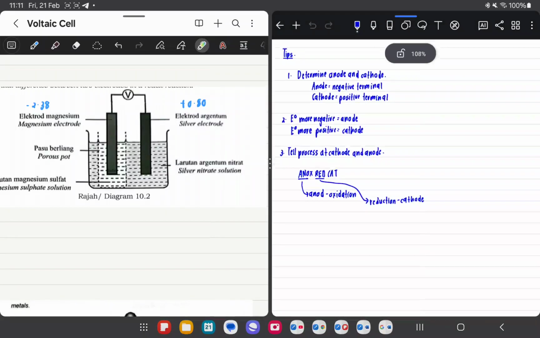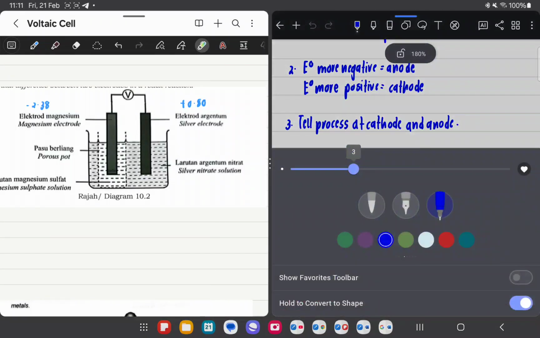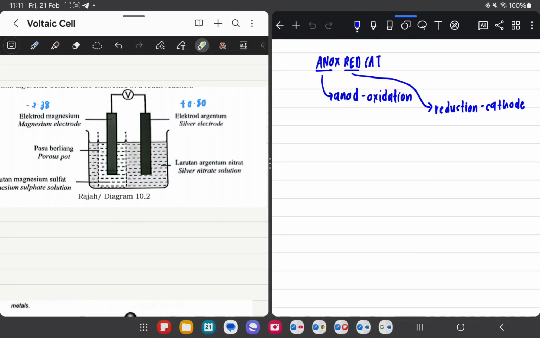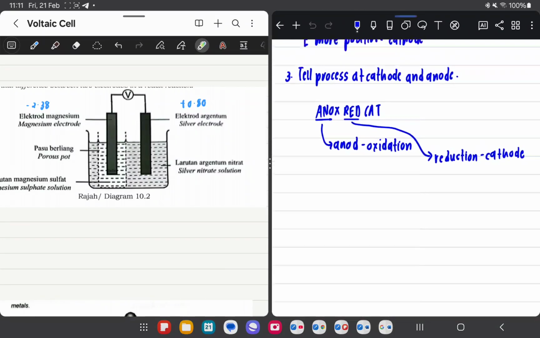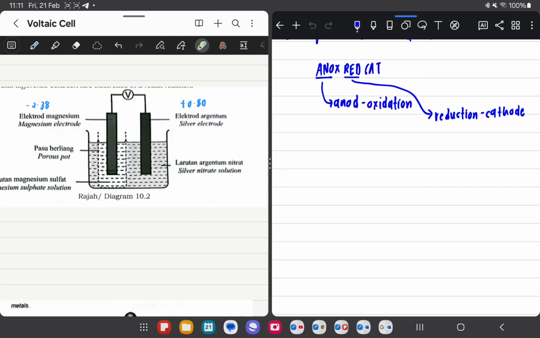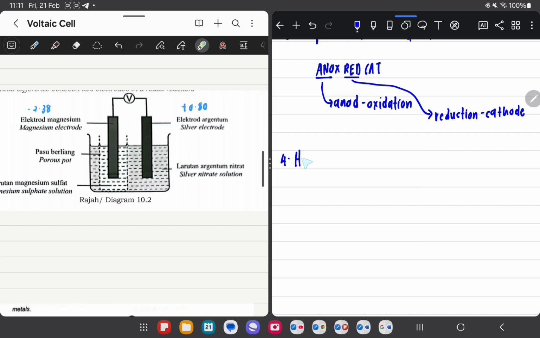Okay, now you can see everything on my tablet. So after you determine your anode and cathode, you know that at the anode oxidation will occur, and at the cathode reduction will occur. After that, what you should do is write the half equation. What is half equation in Bahasa Melayu? Half equation is setengah persamaan. Where should you get the half equation? You don't need to memorize it. It's already in your standard electrode potential table. Just use that, no need to memorize. But there is an issue there.